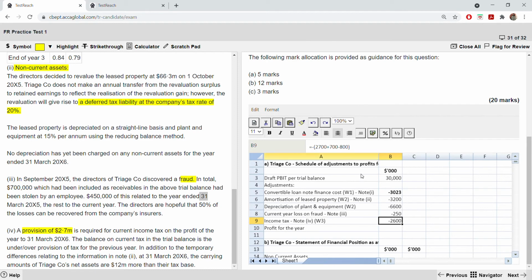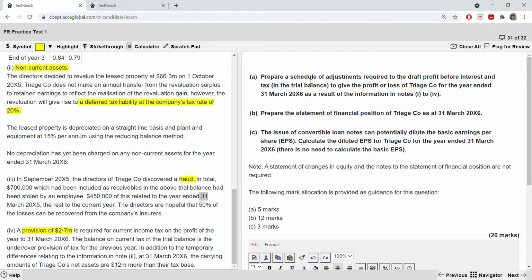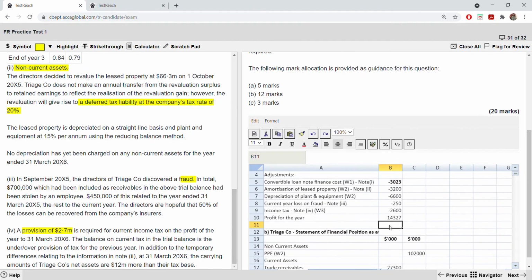Now profit for the year is just the sum of all. So it is 14,327. This is the profit for the year. Okay. Now another thing which you can do is prepare a schedule, you are supposed to find the profit or loss. Okay, so that's the main requirement. So now what you can do is you can highlight this cell.